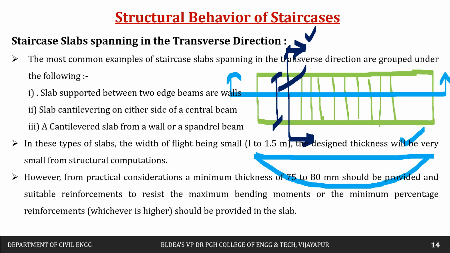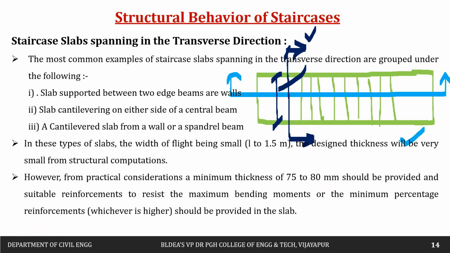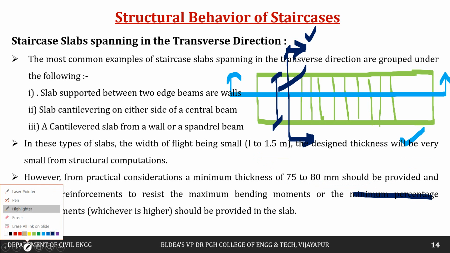But then also we are going to provide a nominal, minimum thickness of 75 to 80 mm, to resist the bending moment, or we are going to provide the minimum percentage of reinforcement.